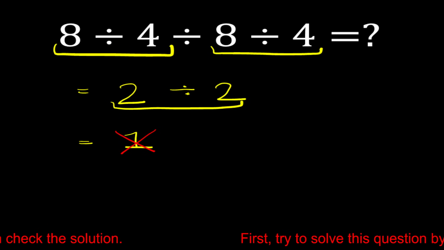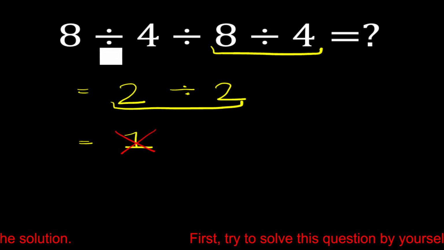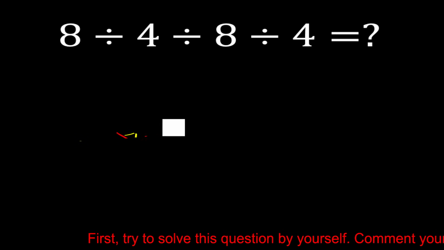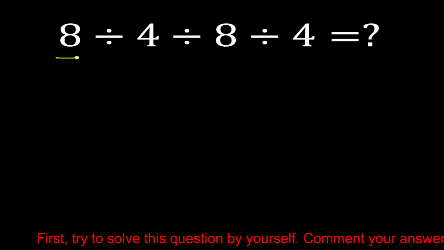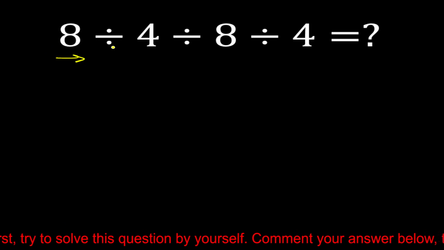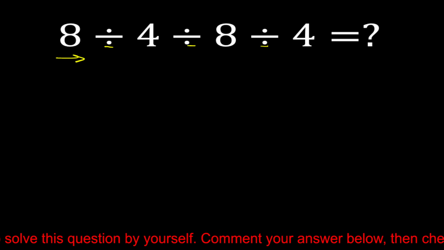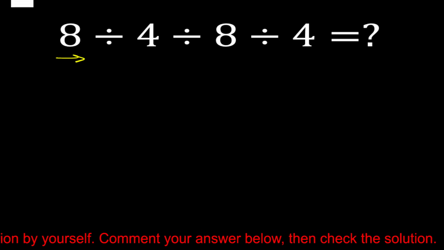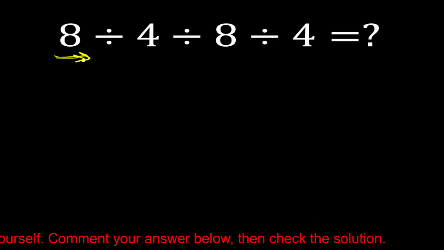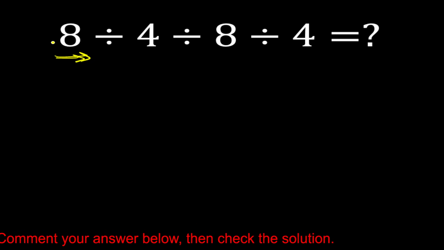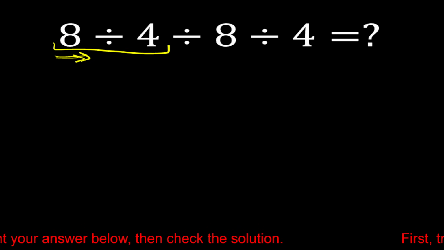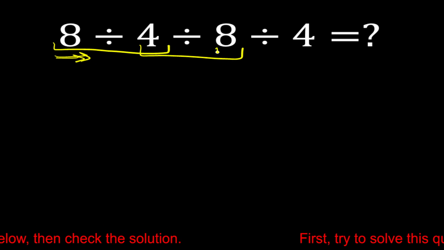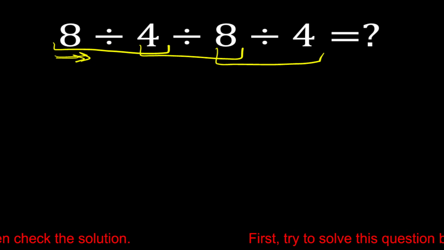Because according to the order of operations, we have to solve this problem from left to right. Okay, because here there is more than one division, 1, 2, and here 3 divisions. Therefore we have to solve this problem from left to right. So we have to solve this part, then we have to solve this part, and then again we have to solve this part.